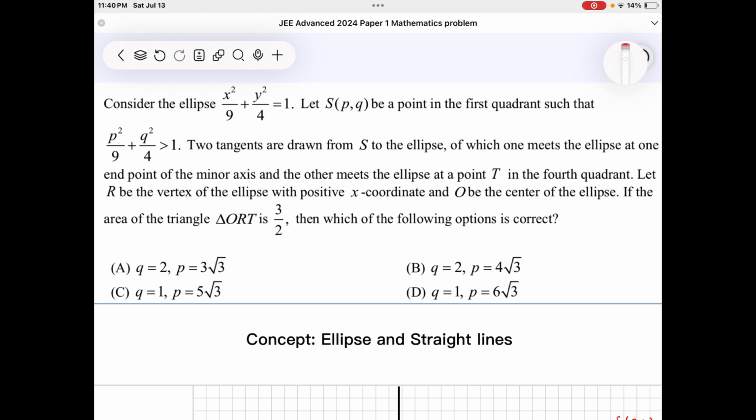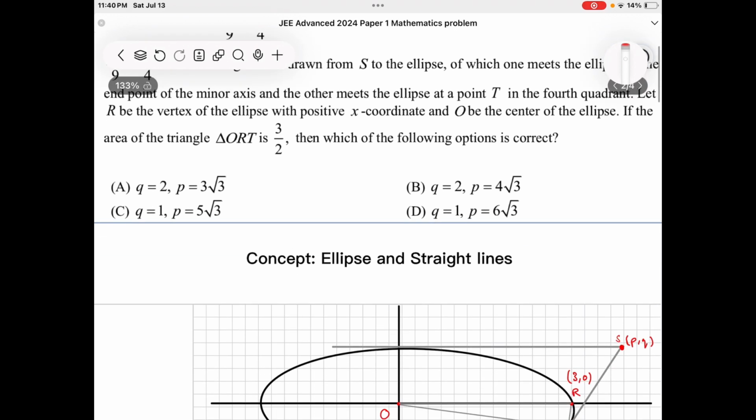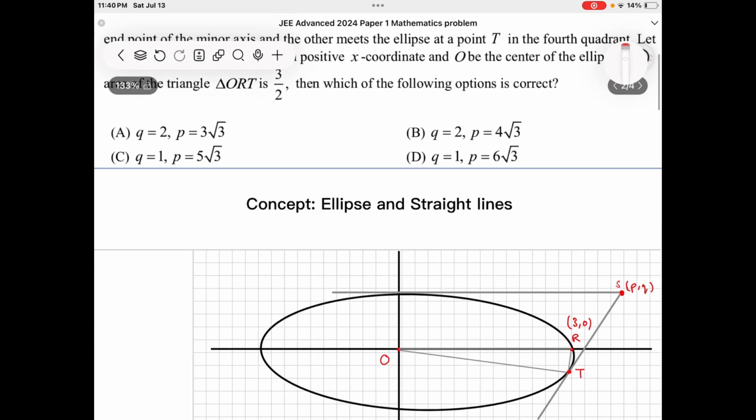Paper 1 Mathematics problem. First, pause the video and take a look at this question, and then we're going to be moving on. The concept that we're going to be using is that of ellipse and straight lines. Now we're going to take a look at what it's going to look like on the graph.